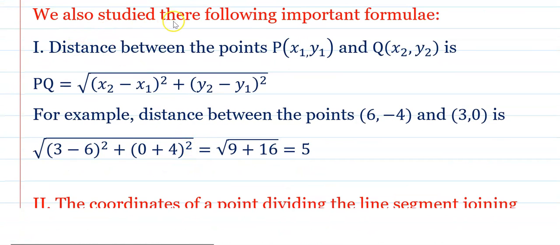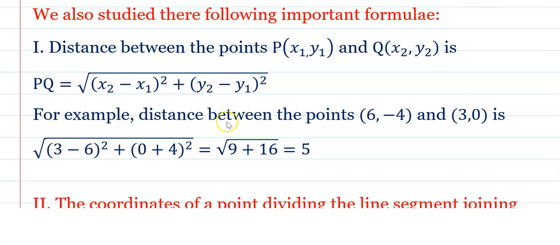We also studied some important formulae. The distance between the points P(x1, y1) and Q(x2, y2) is the square root of (x2 minus x1) squared plus (y2 minus y1) squared. This is the distance between the two points.